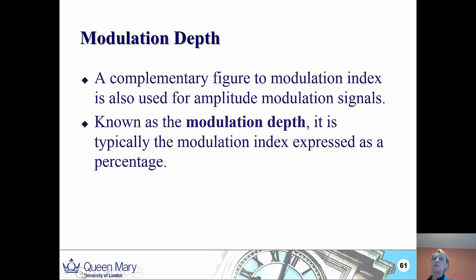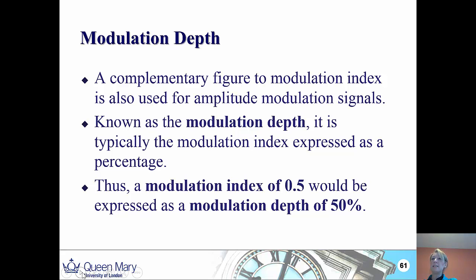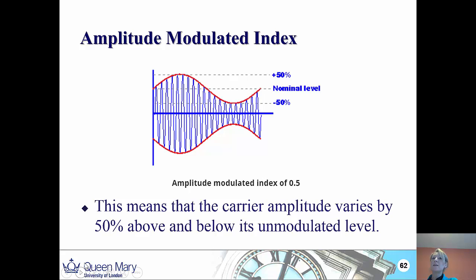This complementary figure to the modulation index is known as the modulation depth, and this is the modulation index expressed as a percentage. So a modulation index of 0.5 would be expressed as a modulation depth of 50%. So what does this actually mean? This means that the carrier amplitude varies by 50% above and below its unmodulated level. So when we have our carrier wave, and once we modulate the information on top of it, the wave has an amplitude which varies by 50% above and below its unmodulated level.